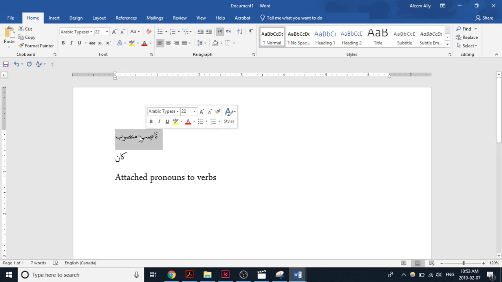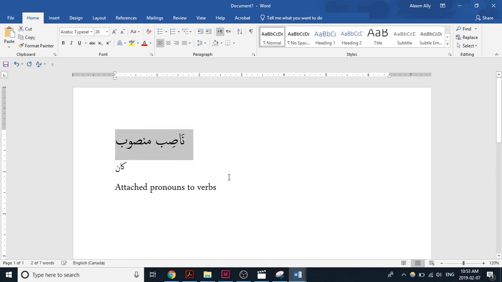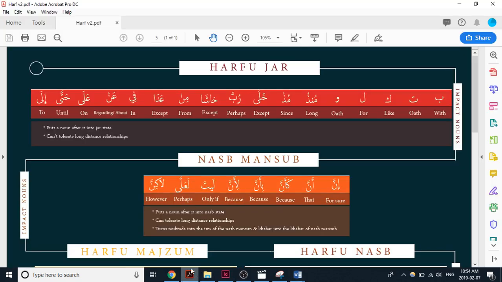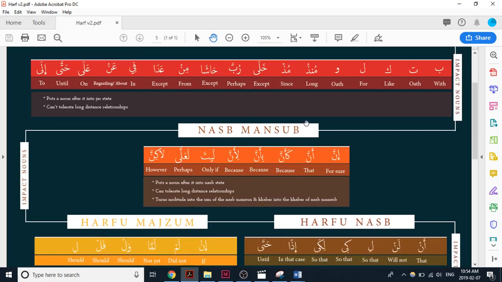So Nasb Mansub, they're also known as the huruful muqatta'at. No, they're not. They're known as huruf mushabba bil fi'l, right? So they're known as the harf that resemble verbs, meaning that they act in a similar way, right? So let's just take a look at this list. So in class we call it Nasb Mansub. In books they call it huruf mushabba bil fi'l. Ustad goes back and forth with the terminology. So here in this little infographic that we have, they're known as Nasb Mansub.